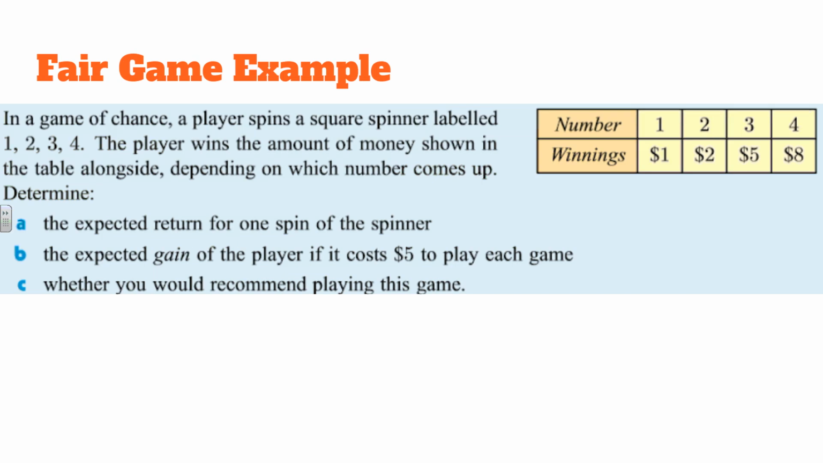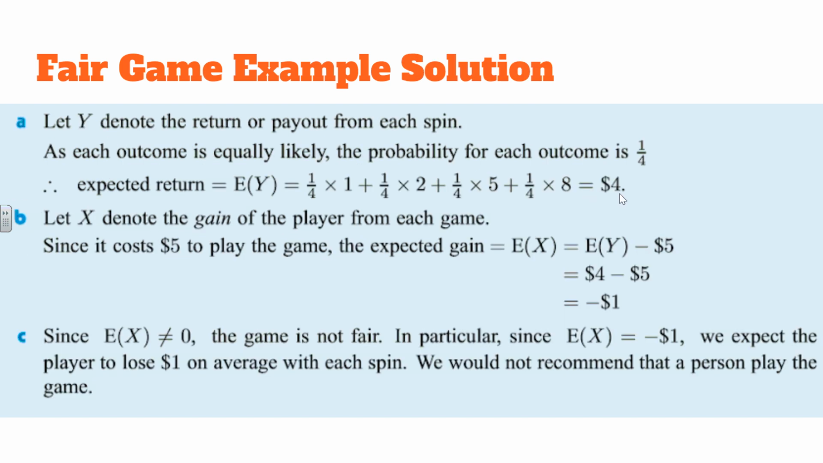It says, in a game of chance, a player spins a square spinner labeled 1, 2, 3, 4. The player wins the amount of money shown in the table alongside, depending on which number comes up. All right. So we see here our winnings value. The number that comes up doesn't really matter. All we need to really be concerned about is that the probability of each one of those outcomes is 1/4. So when it says find the expected return, that's how much we're going to get. We're going to do 1 times 1/4 plus 2 times 1/4 plus 5 times 1/4 plus 8 times 1/4. When we do that, we end up getting $4. That's the expected return.